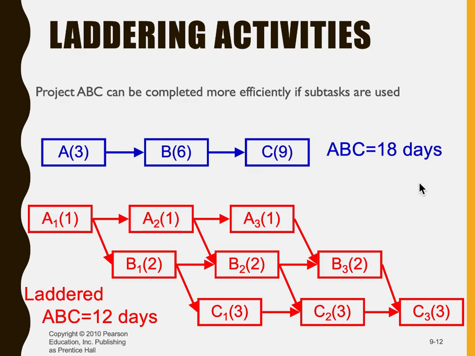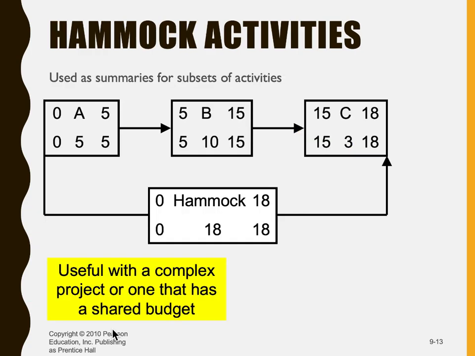The difference is technically that the activity could be given to different people. In this case, it could be one person doing it for 3 days, or 3 people doing different sections and requiring 1 day. So it reduces the days. Next, we have also hammock activity. This is more for a complex project, on a shared budget. In this case, these are the nodes and number of days, and you will get the total at the end.